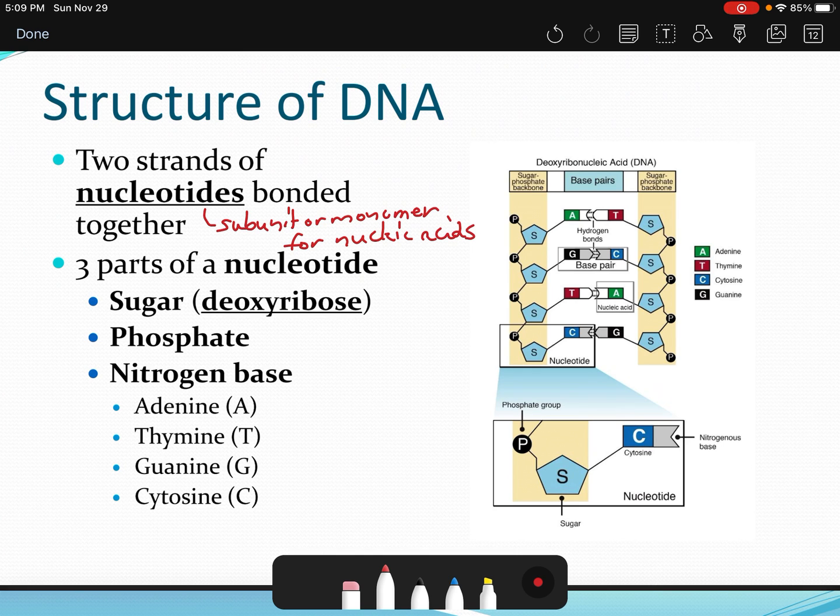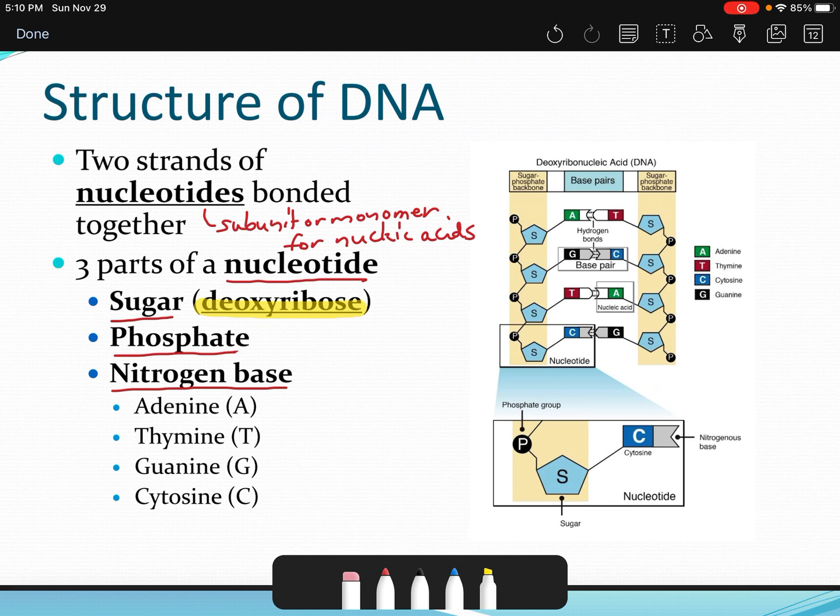Okay? So the 3 parts of a nucleotide then are a sugar, a phosphate, and a nitrogen base. Those 3 parts will always make up one nucleotide. Now, since we're talking about DNA, the sugar here is deoxyribose, okay? So that's going to be different when we talk about RNA, but for DNA, it's deoxyribose sugar.